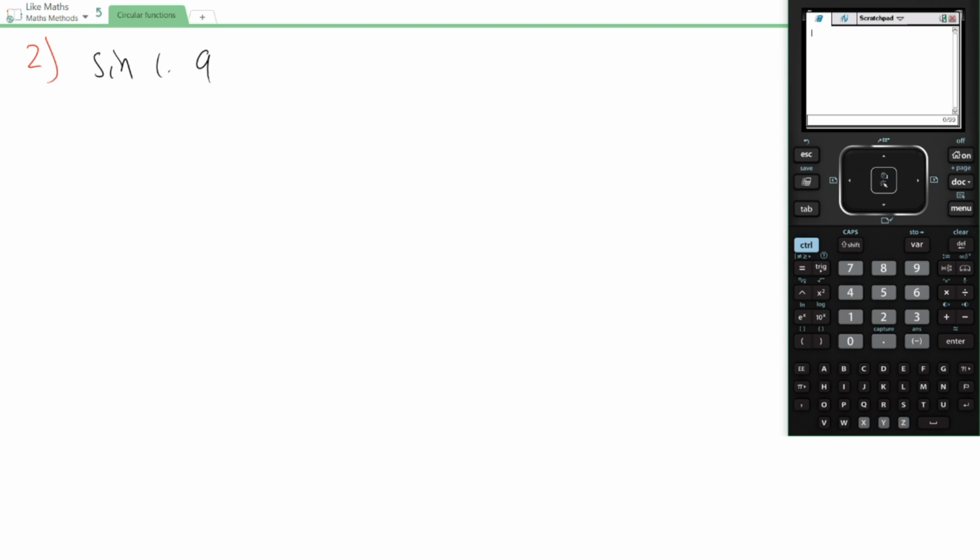Just to show you again, in your scratch pad, if you go into doc, scroll down to settings, it's not playing the game.